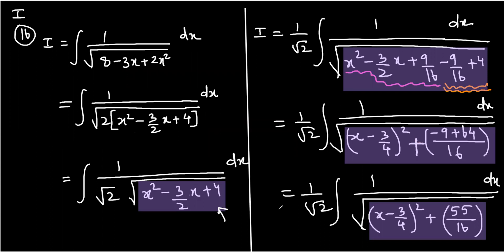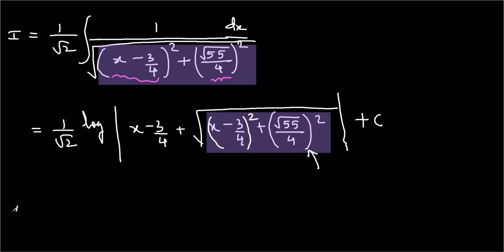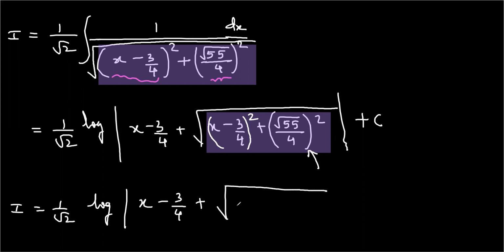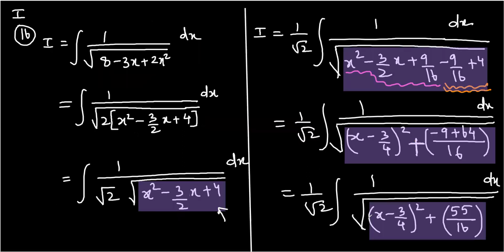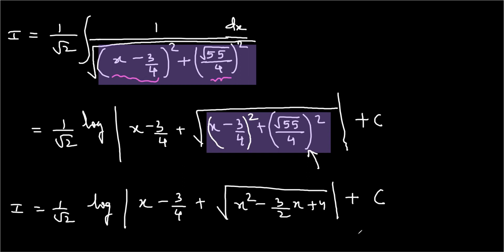Okay, so the next answer is I equals 1 over root 2 log of mod of x minus 3 by 4 plus square root of x square minus 3 by 2 x plus 4, plus c. This is what I will write. Okay, and this is the final answer. I hope you followed. You can once again watch the whole thing and also practice it. Thank you.